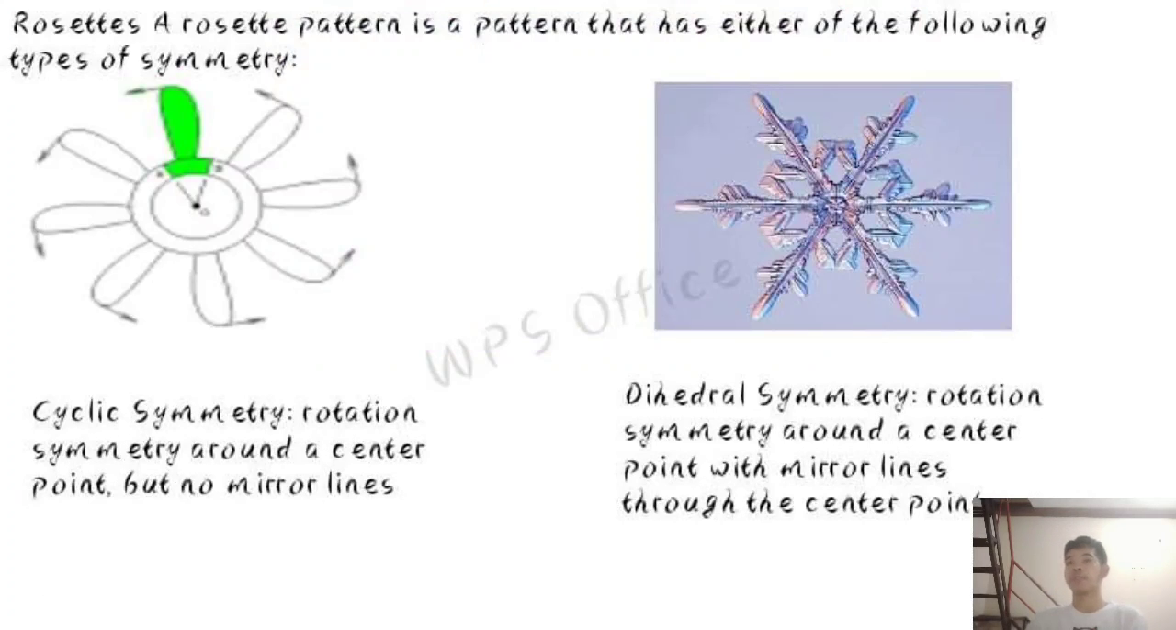A rosette pattern is a pattern that has either of the following types of symmetry: cyclic symmetry, rotation symmetry around the center point but no mirror lines. So it has a rotation but has no mirror lines. If there is no mirror line and it has a rotation symmetry, it's called a cyclic symmetry. So the dihedral symmetry is rotation symmetry around the center point with a mirror line through the center point.